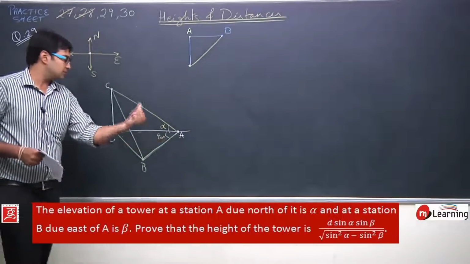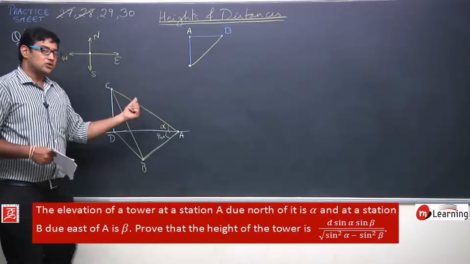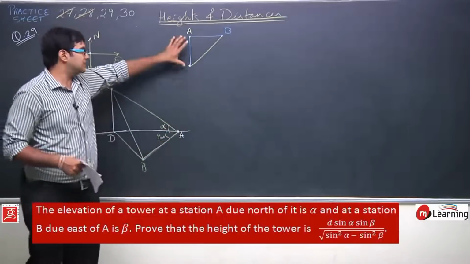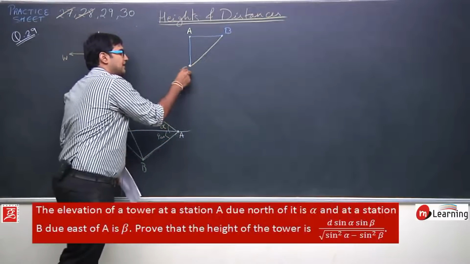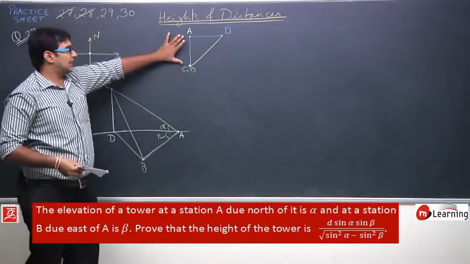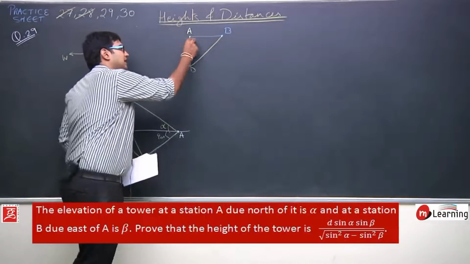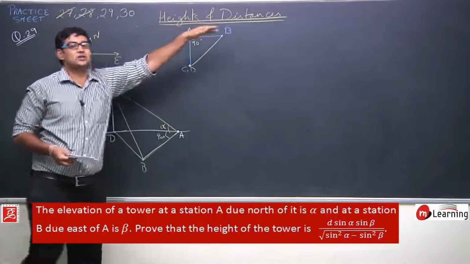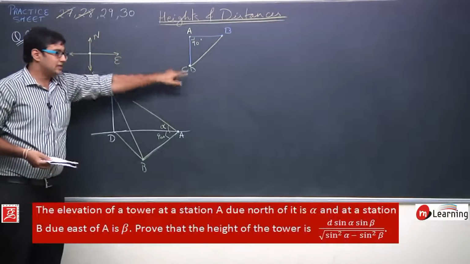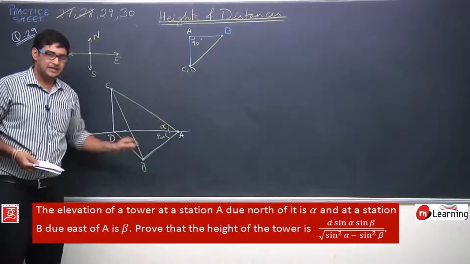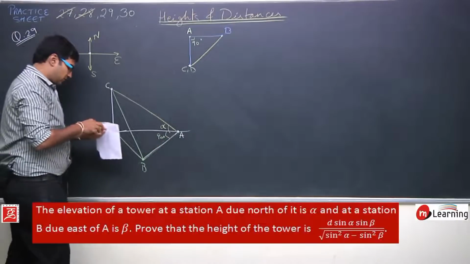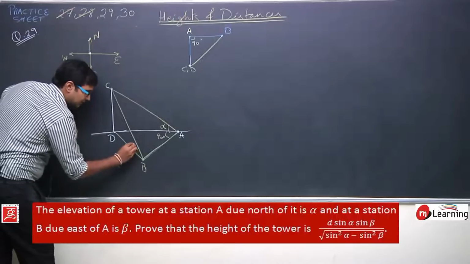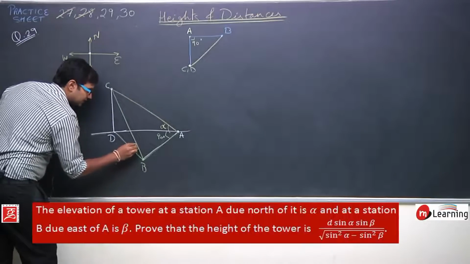So from this point I am observing the top of this tower. The angle between this AD and this AB, this AD, this is the foot of the tower, C and D, top and foot, this AD and this AB is 90 degrees, because this B point is exactly in the east of this point A. That's why I have made this angle 90 degrees. Now the angle of elevation of this point from this B point is this one, and this angle is given as beta.